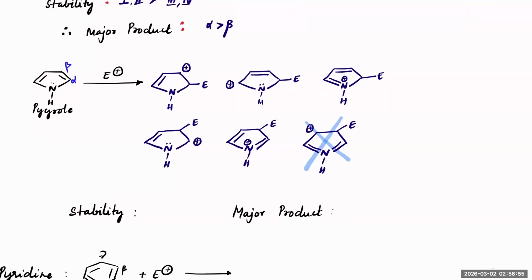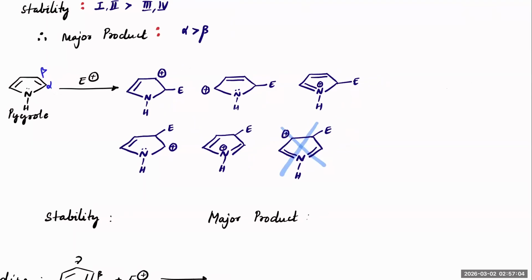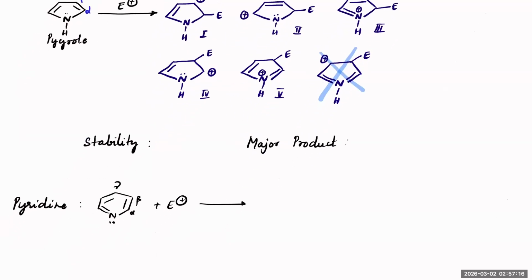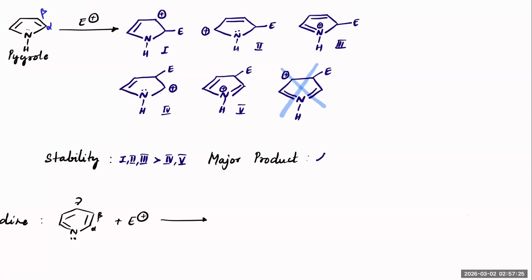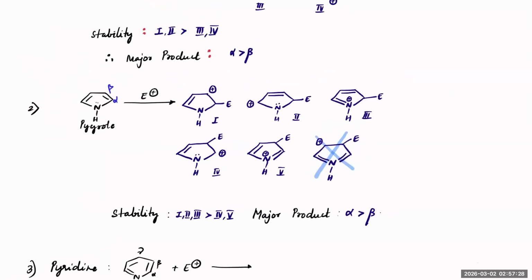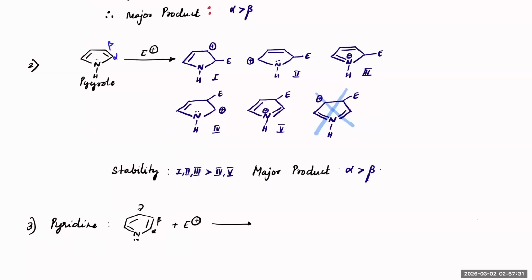So therefore, if you compare the number of resonating structures, when the alpha substitution happens, you're getting 3. When beta substitution is happening, only 2. So stability wise, intermediates 1, 2, 3 are better than 4 and 5. So the major product will be again alpha greater than beta. So whenever an electrophile has to be substituted on the pyrrole ring, you will always substitute at alpha position more than beta position.